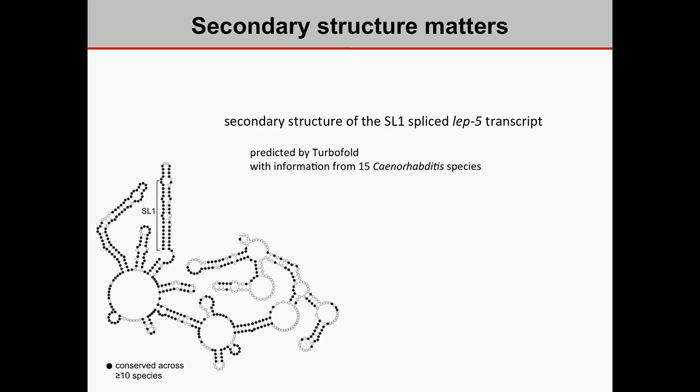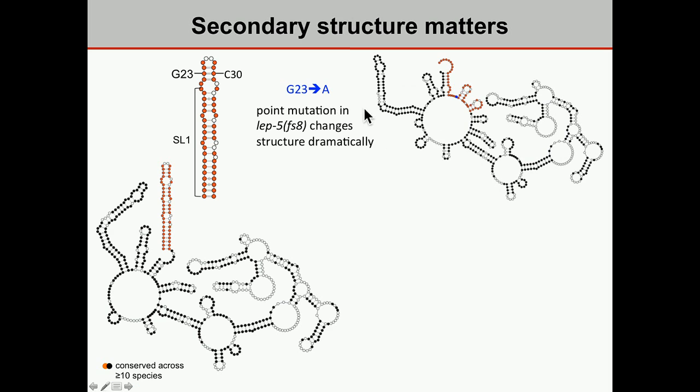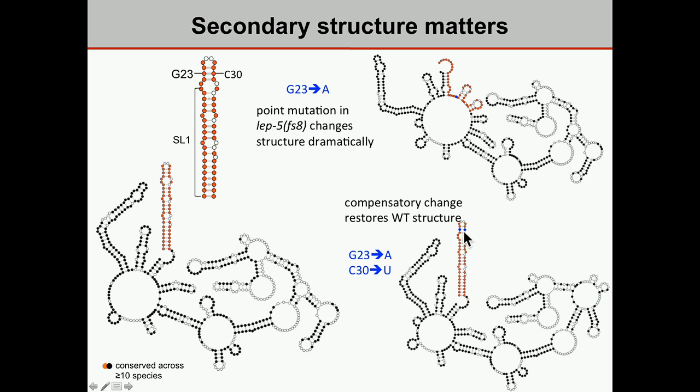So to begin addressing the function of LEP5, we used TurboFold and the information from 15 Caenorhabditis species to predict the secondary structure. The black dots here show conserved positions in at least 10 species, and we do see some conserved structures here, of which this one is particularly interesting because this is where the point mutation is located. TurboFold predicts a pretty dramatic change in the structure when this is mutated. And in silico, we can restore the structure by introducing a compensatory change right here.